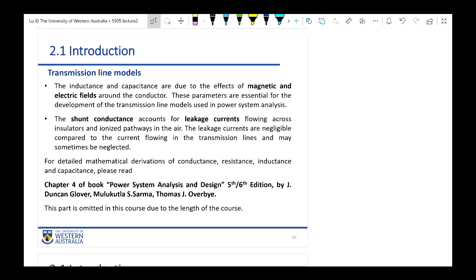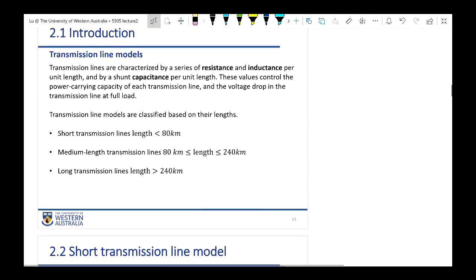Okay, shunt conductance. This accounts for leakage currents flowing across insulators and pathways in the air. The leakage currents are negligible compared to the current flowing in the transmission lines and may sometimes be neglected. This is true, but if you want to develop a very accurate model for the transmission cable, we can't neglect all these details. By then, in the long transmission cable models, we are going to face this issue. Okay, this is just the general introduction.